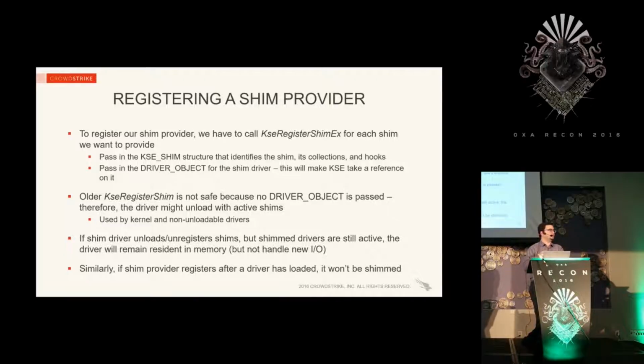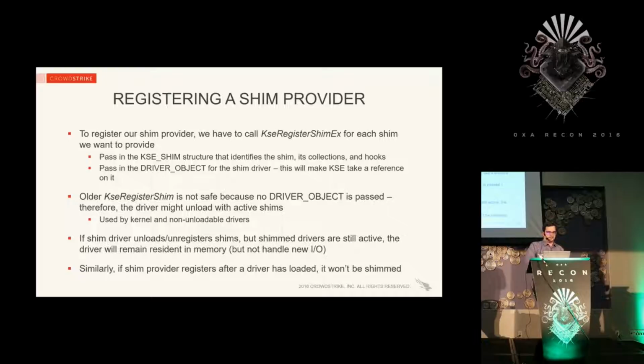That means that KSC will now take a reference on your driver, and if you actually try to unload your driver while you're still shimming things, it won't actually let you unload. So it's going to run through your driver unload, but it's going to keep you resident in memory. So you're not going to be handling any new kind of IOs, but anything that's shimmed will still go through you unless you unregister your shim, and that thing then goes away as well. So this allows you to basically do reference counting and make sure that you don't end up with a shim driver unloading while there are active shims, which obviously will then call a null pointer or something worse.